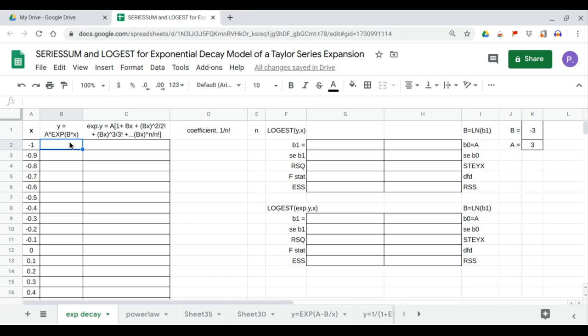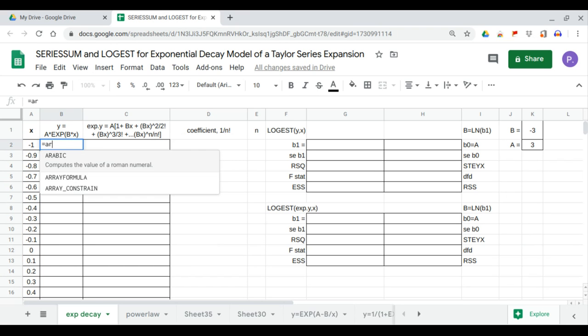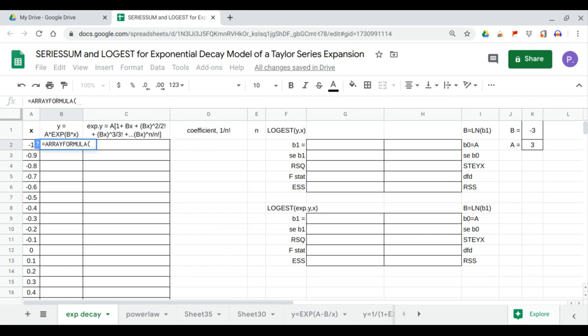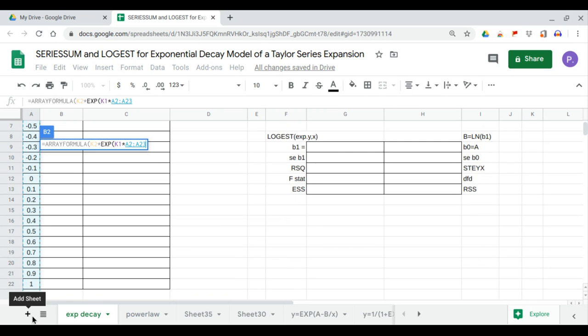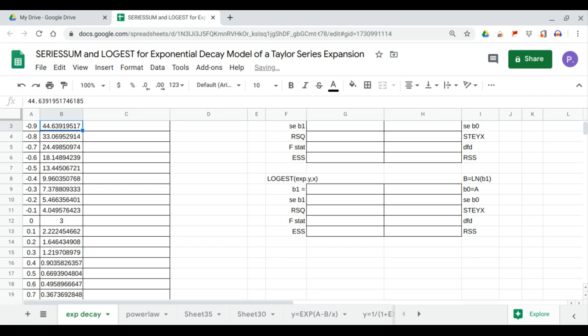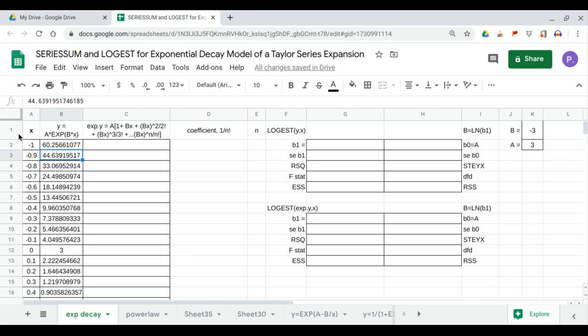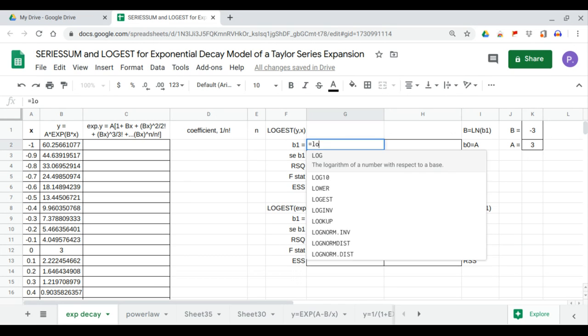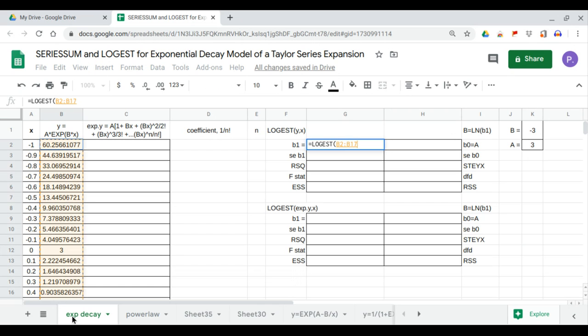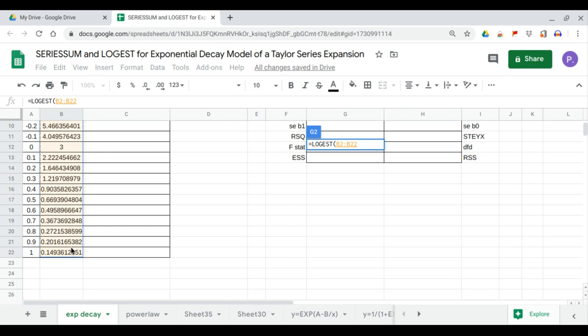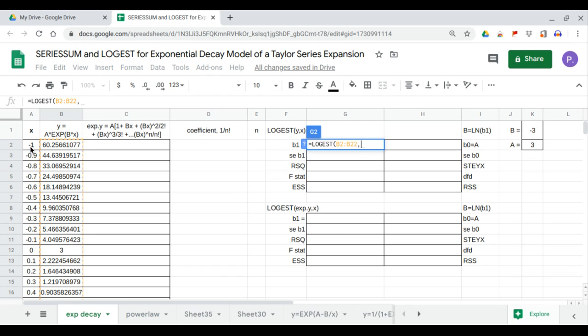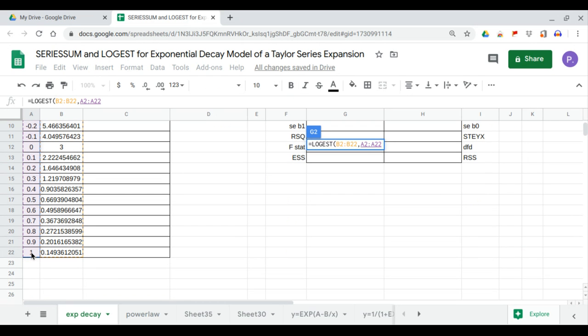So that's equal to array formula of a times exponent b times the values of x. This is our data set. We will regress this against itself. So we use logest of data y and data x, and show the full statistics.